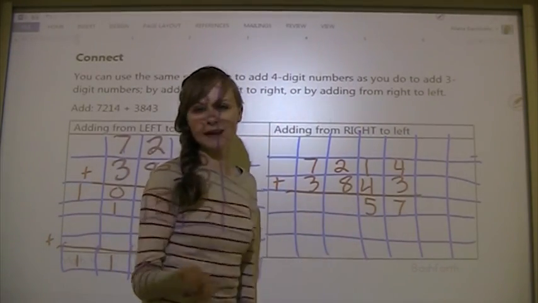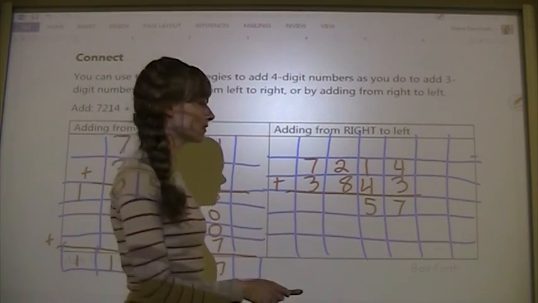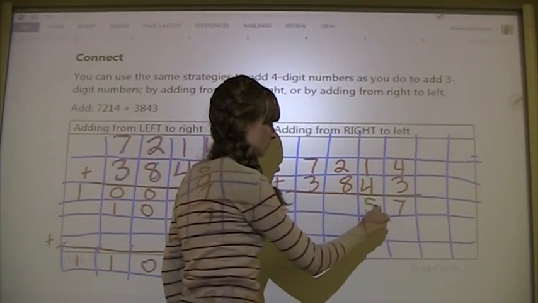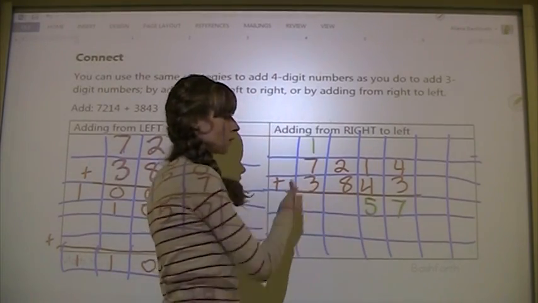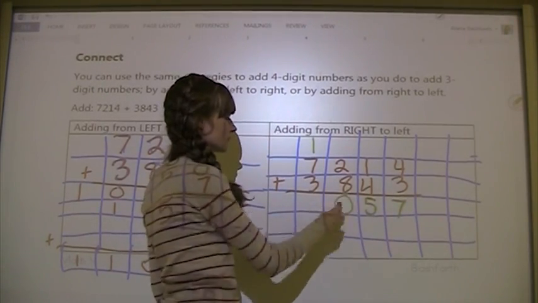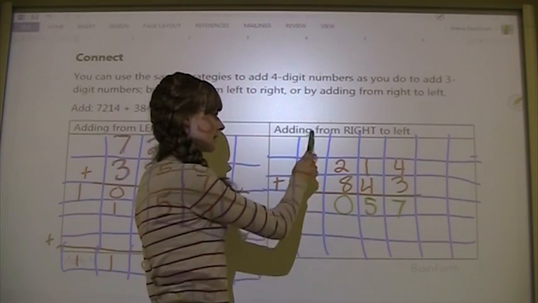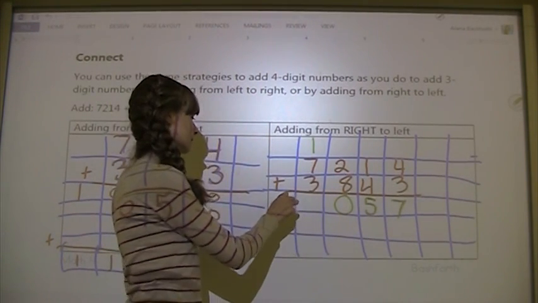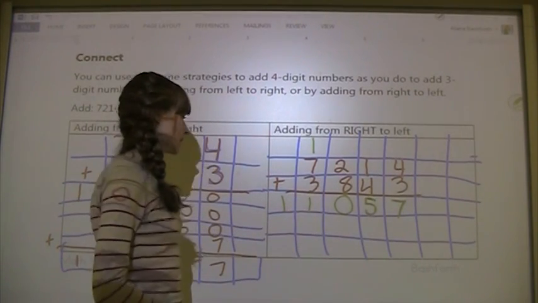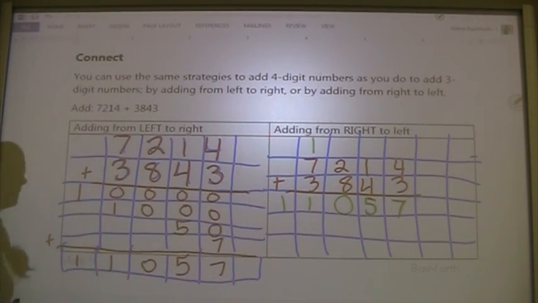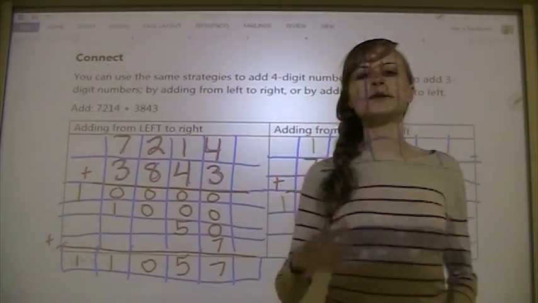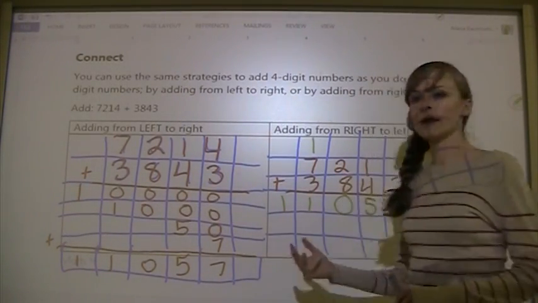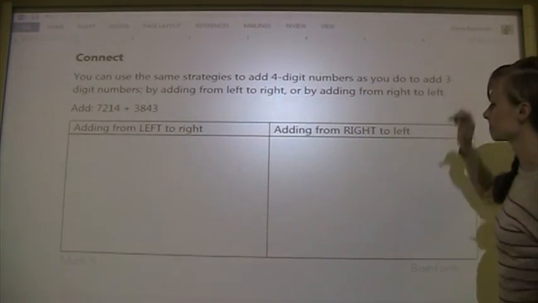I know we've already added these together, but see how the strategy is different. 10, so the 1 goes up in the next place value, the 0 goes here. 7, and then plus 1 equals 8, plus 3 equals 11. So that goes there, so 1,157. Okay, so that's the strategies again. We've looked at these though when we did 3-digit adding.